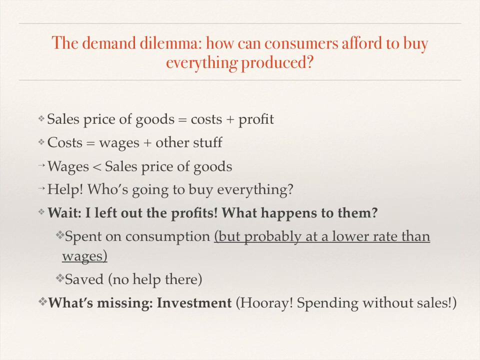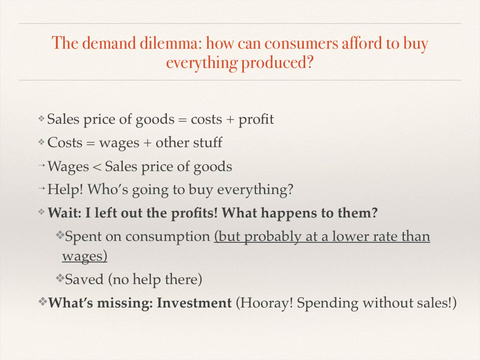Here's another way of doing this, right? The sales price of goods is equal to cost plus profit. Costs are wages and other stuff. This implies that wages are less than the sales prices of goods, and leaves us a question of who's going to buy everything. Well, you're saying, well, what about the profits? Somebody makes a profit, right? And there it is. So maybe that's covering the gap.